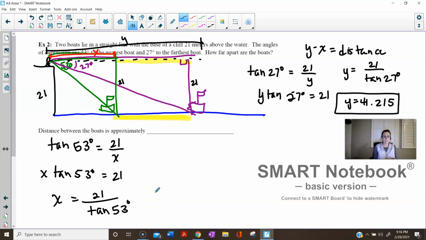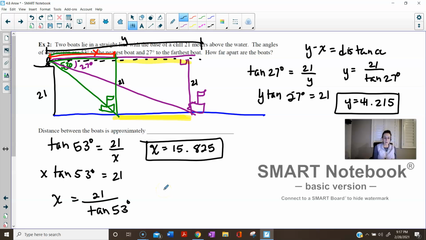You want to make sure that you're in degree mode, and then you can go fraction bar, enter, and then 21, and on the bottom type in tangent of 53 and close the parenthesis. This is going to give us 15.8246. So X equals 15.825. Now, really, you want to use the full numbers.